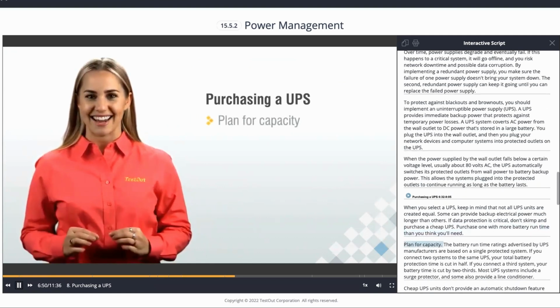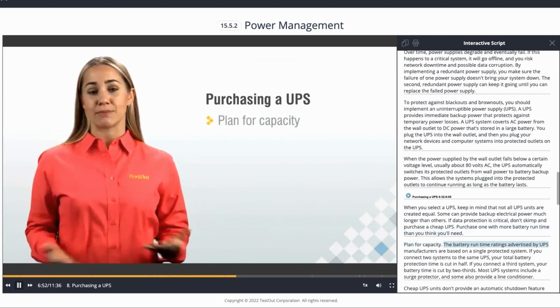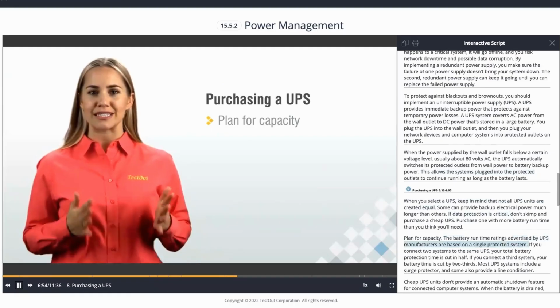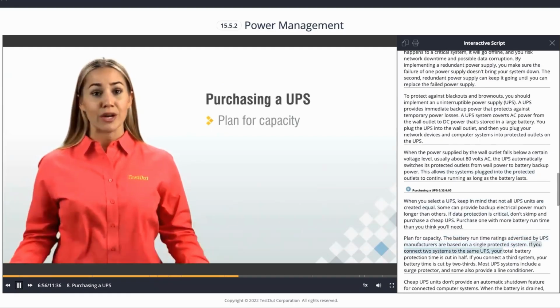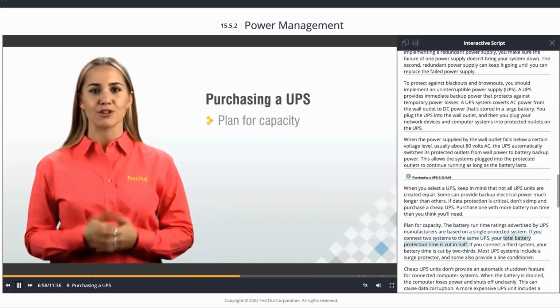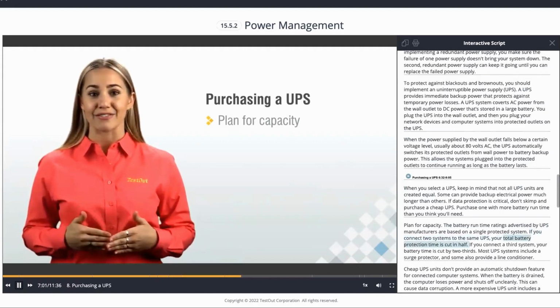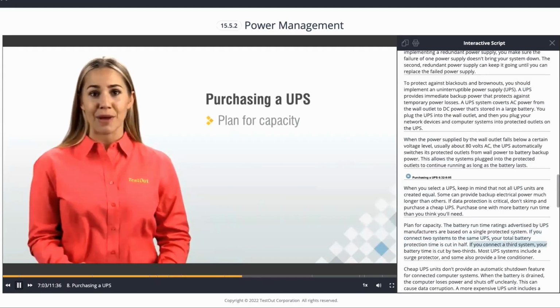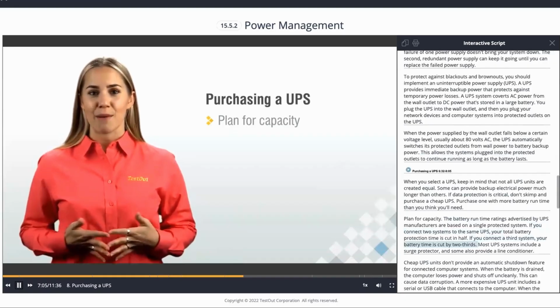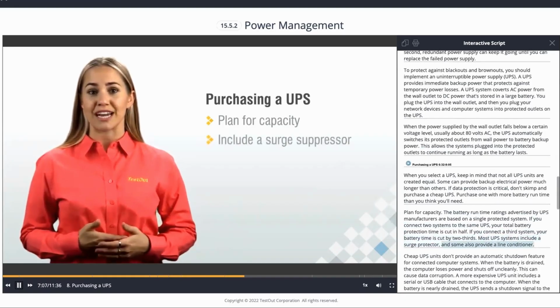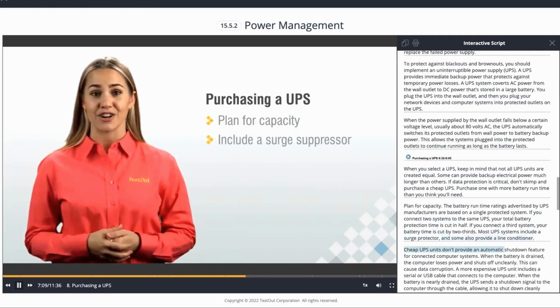Plan for capacity. The battery runtime ratings advertised by UPS manufacturers are based on a single protected system. If you connected 2 systems to that same UPS, your total battery protection time is cut in half. If you connect a third system, your battery time is cut by 2/3. Most UPS systems include a surge protector, and some also provide a line conditioner.